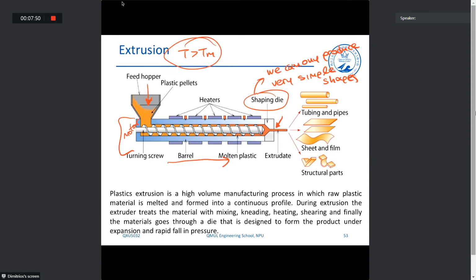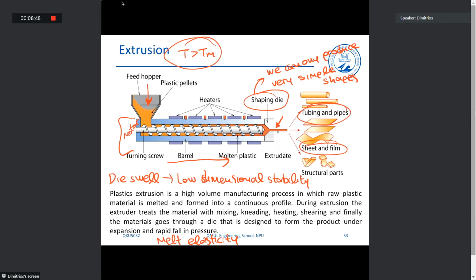Yeah. Two people in polymer. So we have the die swell phenomenon, which leads to low dimensional stability, since as the polymer comes out from the die, it swells, okay? That is a result of the melt elasticity of polymers. So the dimensional stability of the polymers when extruded, especially semi-crystalline polymers, is relatively low, and that is why we cannot extrude very complicated shapes, only simple tubes and pipes or sheets and films, okay?